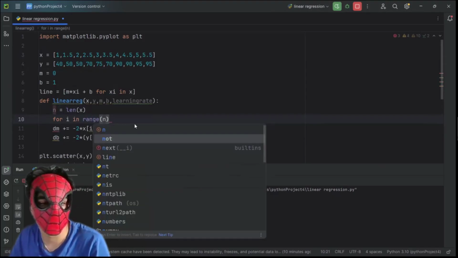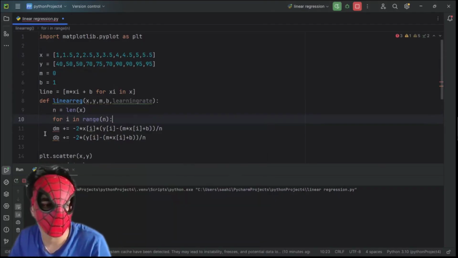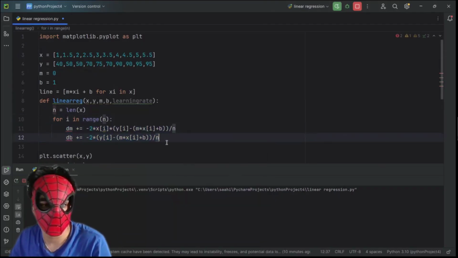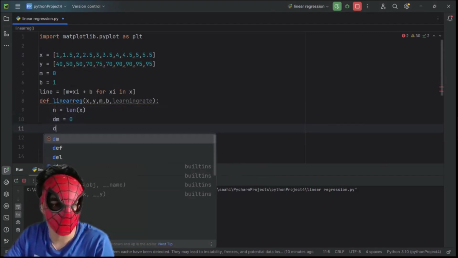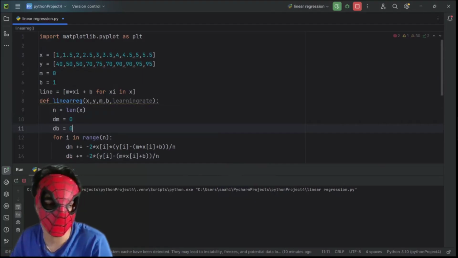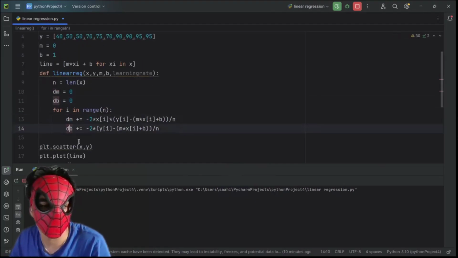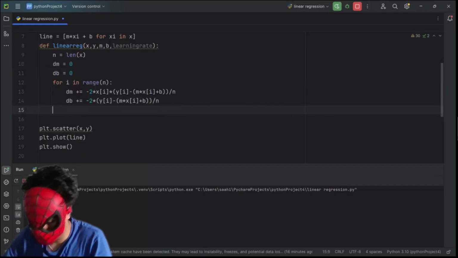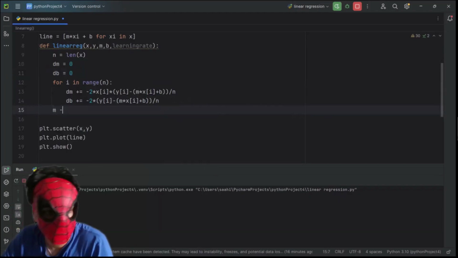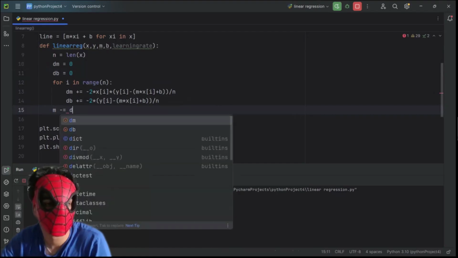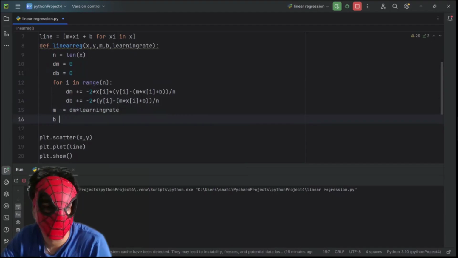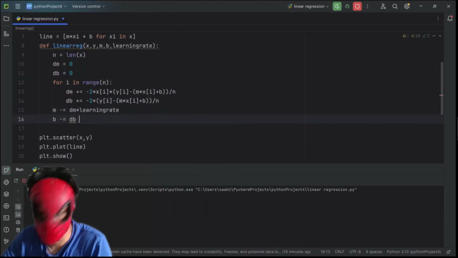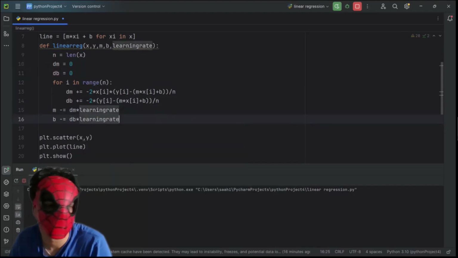So for summing up, we need a for loop, right? So that's what we have here. And then, first let me define DM and DB. DM equals 0 initially, DB is equal to 0. And then once we sum up, we fill DM and DB. Okay, now we finally apply the gradient descent. We decrement the slope by DM times the learning rate, as well as the y-intercept by DB times the learning rate.